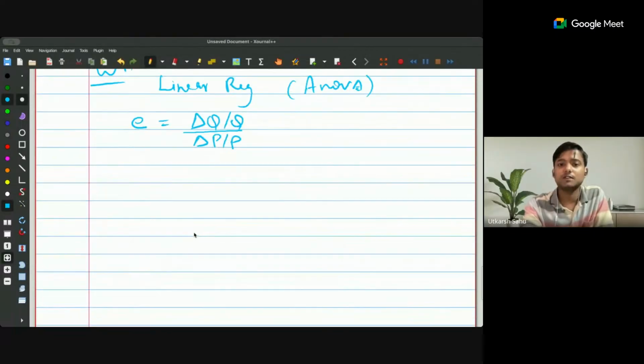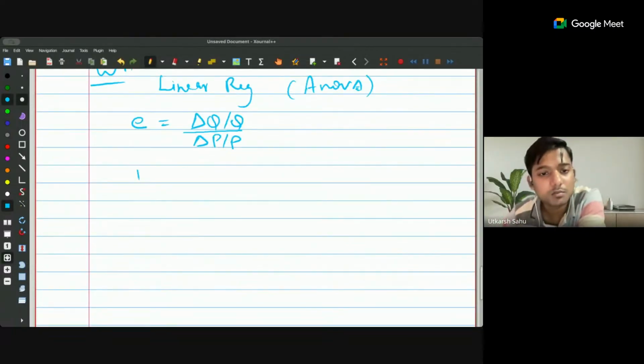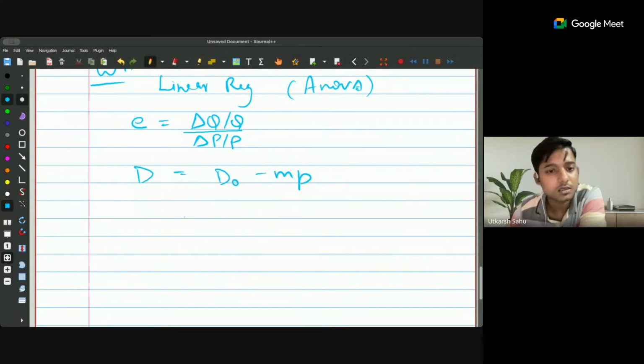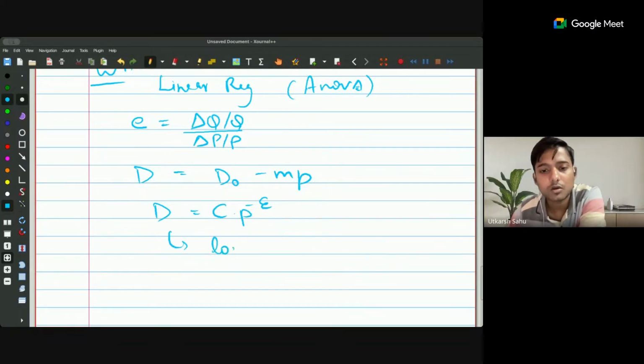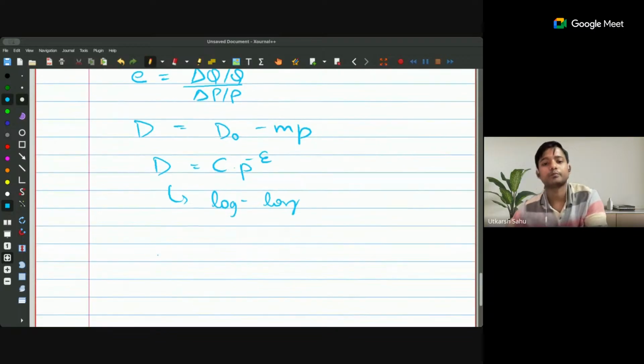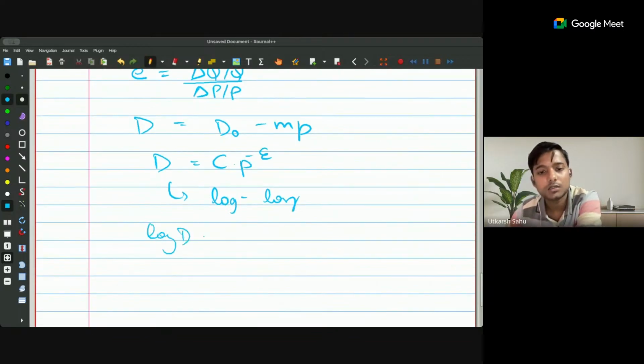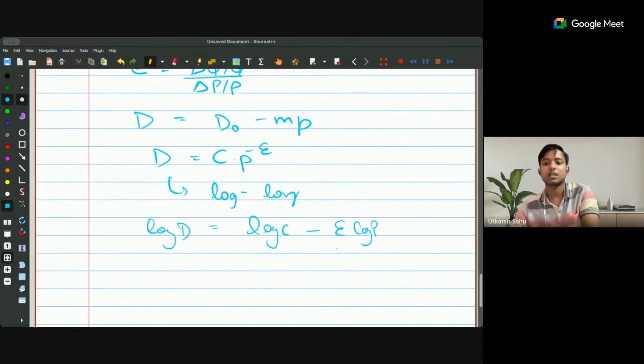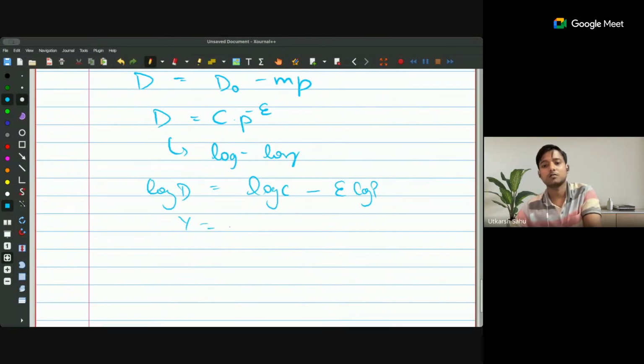As I was saying, you will have this kind of situation, and then your basic linear demand curve, D is equal to D naught minus MP. And then there is another curve, D is equal to C P to the power minus epsilon. Here we apply log, and this becomes log of D is equal to log of C minus epsilon log of P. You should know how to compare this with y is equal to beta naught plus beta 1 x.